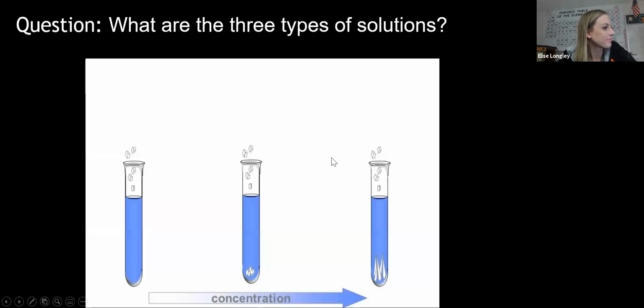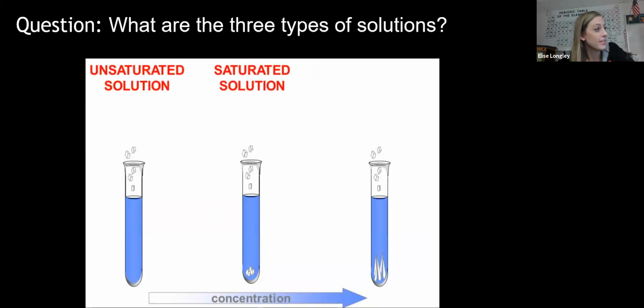All right. So we have 3 types of solutions that are changing based on the concentration. As the concentration increases, different things happen. So first we have unsaturated. That means that... Actually, I don't want to tell you what it means. I want you guys to tell me what it means. What am I doing? I don't tell you guys things. You tell me things.